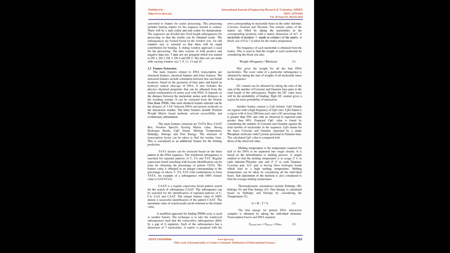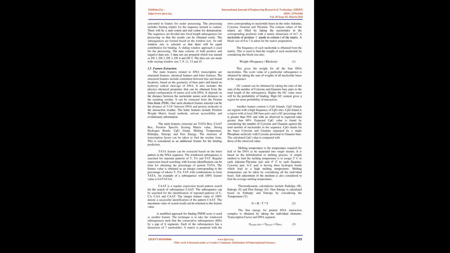Pre-processing of the data is required to create nucleotide sequences of fixed length. Unnecessary data is removed from the input to make the processing easier and faster, which is termed noise removal. The data is converted to frames for easier processing. The processing includes finding triplets for the sequence, termed codons. There will be a start codon and end codon for demarcation. The sequences are divided into fixed-length subsequences for processing so that the results can be obtained easily. The subsequences are formed based on the window size.